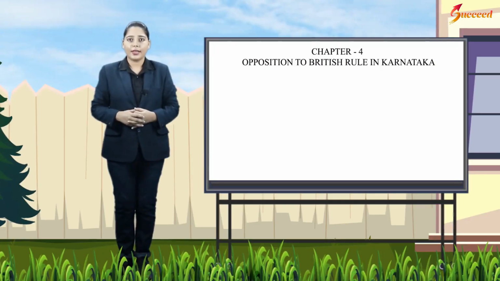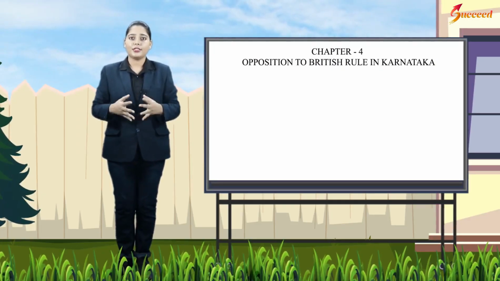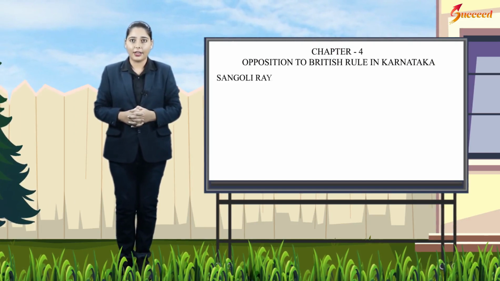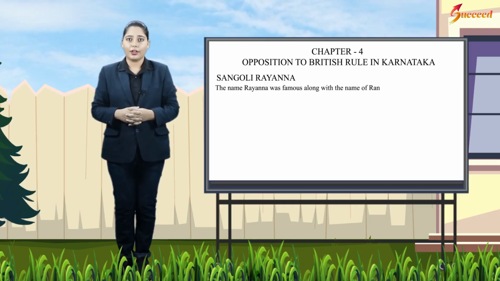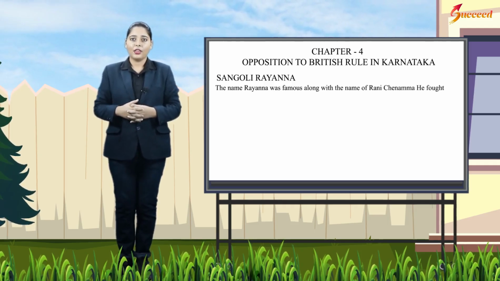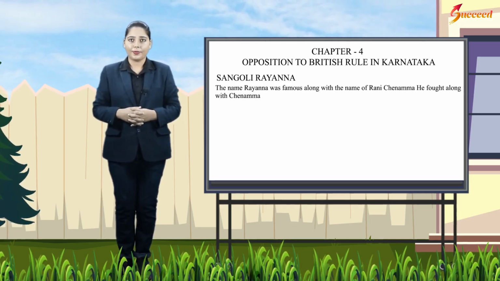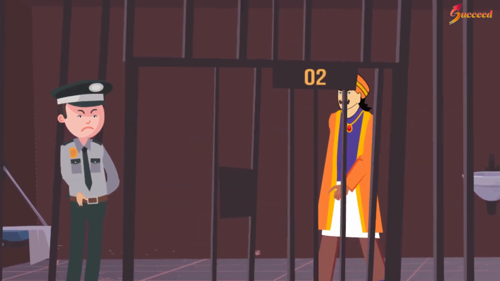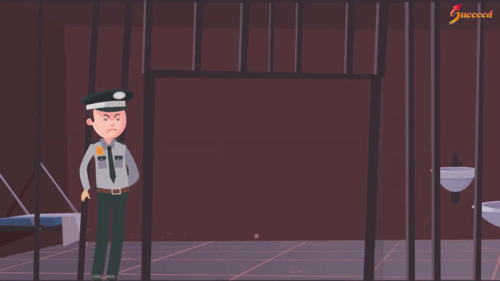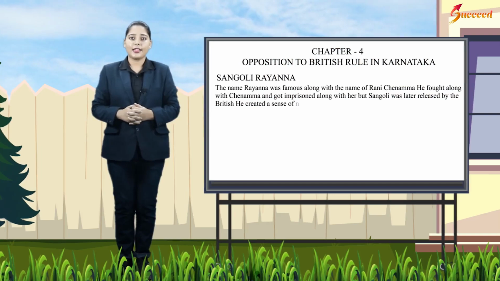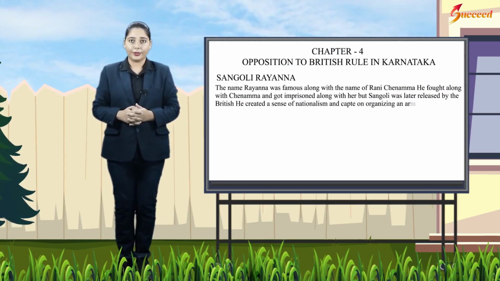The next rebellion about which we are going to discuss is Sangoli Rayanna. The name Rayanna was famous along with the name of Rani Chinnamma. He fought along with Chinnamma and got imprisoned along with her. But Sangoli was later released by the Britishers. He created a sense of nationalism and kept on organizing an army.